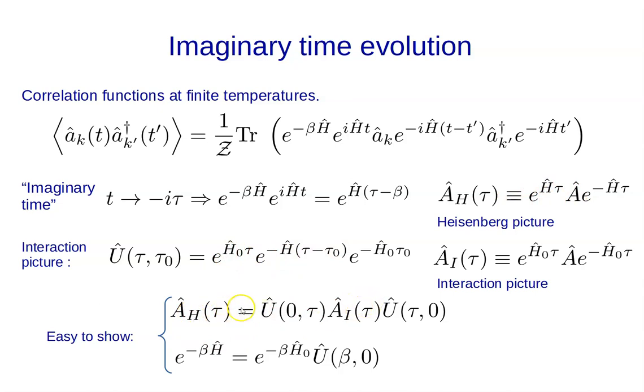So if you write the same argument on the other side, you'd see why you would get this when I multiply this by this tau zero here.